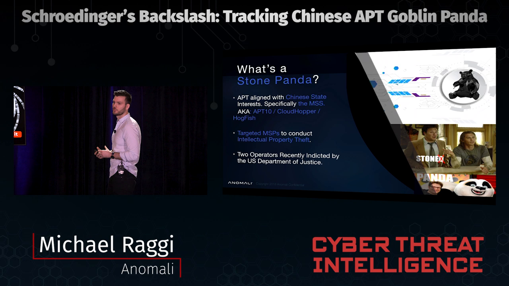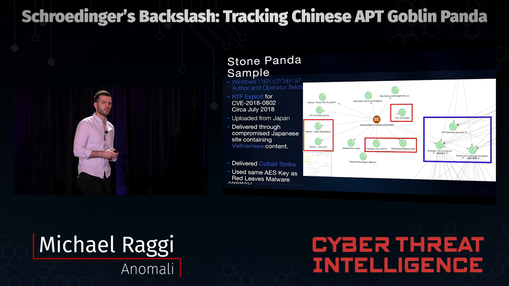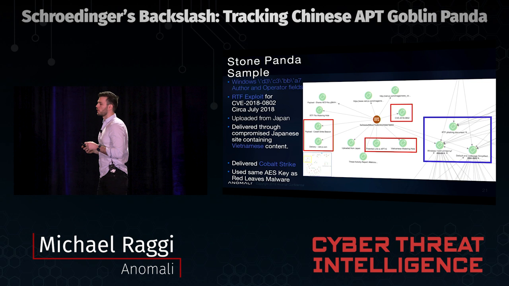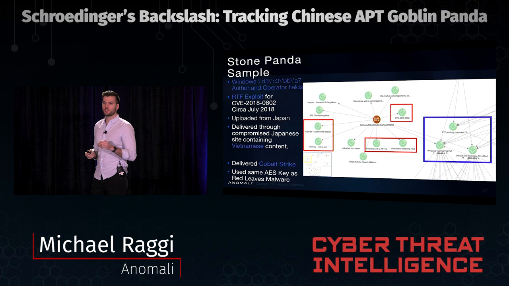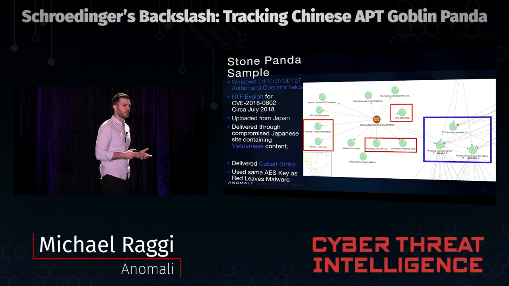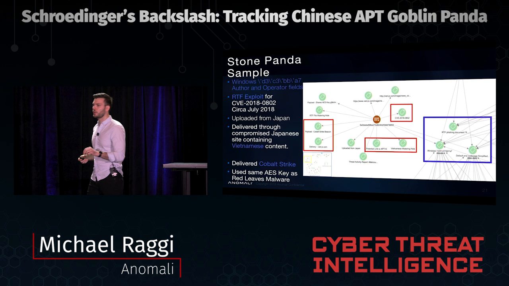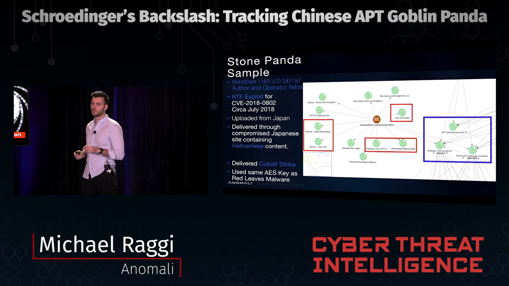So, why, in this case, are we associating this with Stone Panda? Well, FireEye identified a watering hole attack in July 2018. And in that watering hole attack, an RTF exploit for CVE-2018-0802 was delivered from viet-joe.com, a compromised Japanese website. It was found to have delivered Cobalt Strike as a payload, and payloads associated with that Cobalt Strike contained an AES encryption key that was shared with Red Leaves malware. And that malware is unique to the APT10 Stone Panda group. That's a pretty tight attribution.